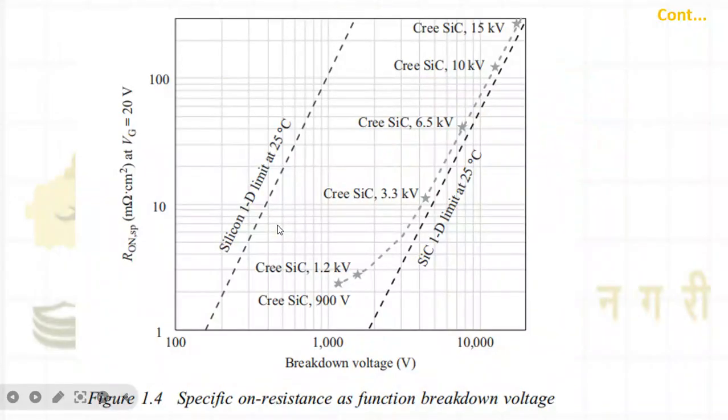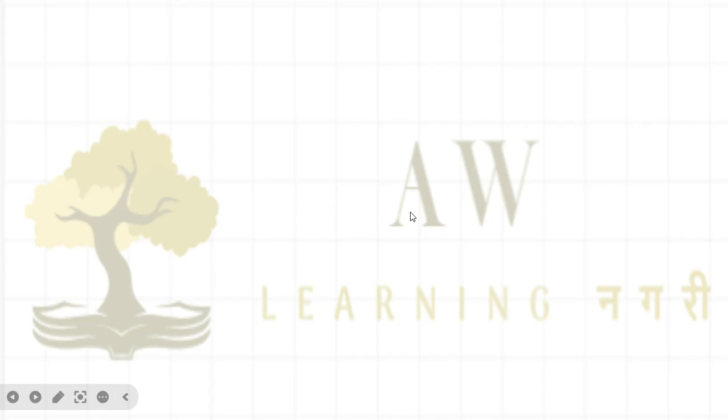Now the next thing is the specific on resistance as a function of the breakdown voltage. You see how much on state resistance it has. It has a very low resistance value, like at 3.3 kilovolt, and that is the beauty. It is in milliohms. You can see 1 milliohm at 900 volts, 10 milliohm, and 100 milliohm at 10 kilovolts. So very low on state resistance, and because of this very low losses will happen, right? I guess this is clear to you.